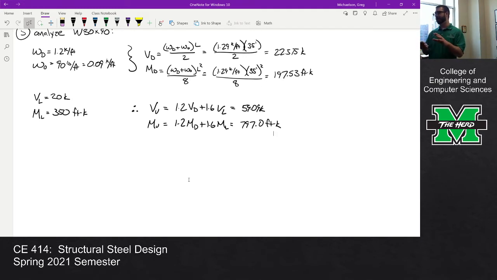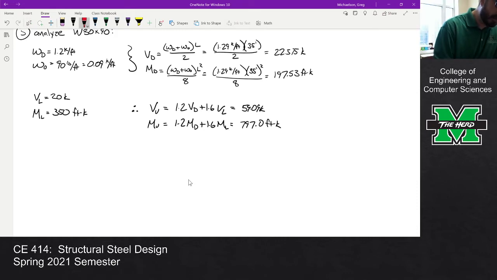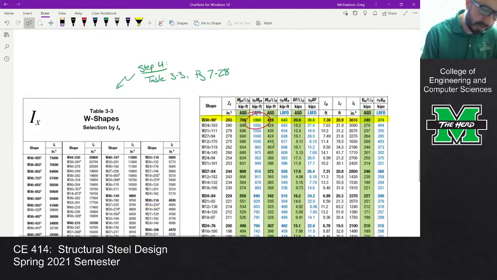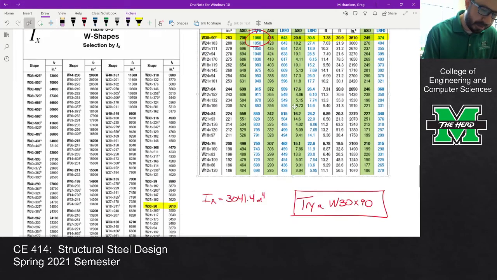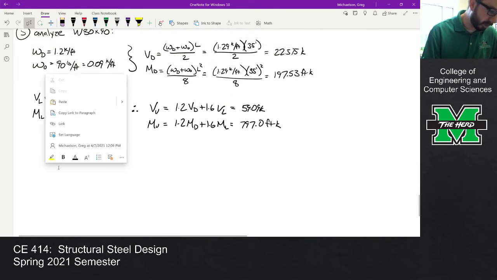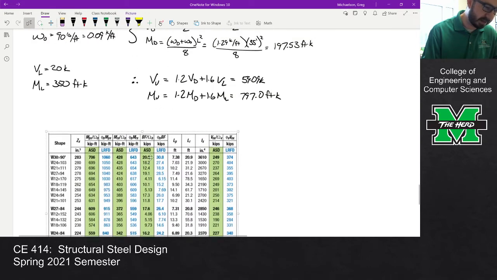So if the assumption's the other way around, probably don't need to worry about this. But I still think it's not a bad idea just to go through the exercise. Okay, so here's VU and MU. And if we go back up here to the W30 by 90, I'm going to copy this just because I want to make sure I've got this consistently.